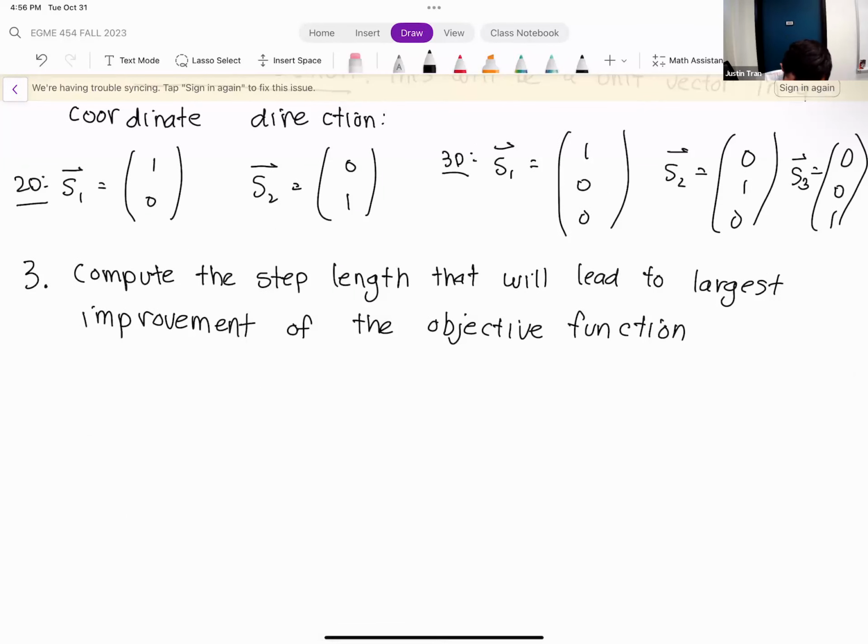Right. And so after we take our step, our new location is going to be like this. So we have x vector plus lambda i s i, okay? That s i is going to be the direction, and lambda i is our step length. So this lambda i is the step length that we desire.